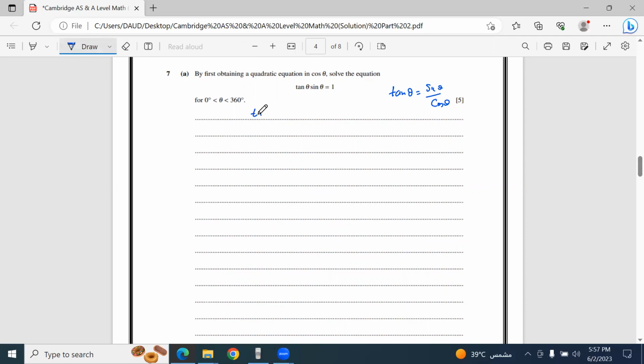So we know that tan theta sine theta equals 1, which means sine theta over cos theta times sine theta equals 1. This gives us sine square theta over cos theta equals 1, so you can multiply the other side. It means it is cos theta. Next step, sine square theta minus cos theta is equal to 0.